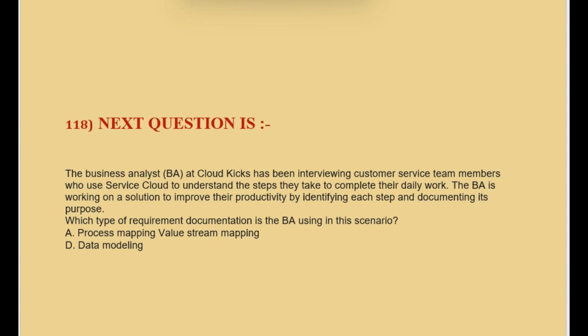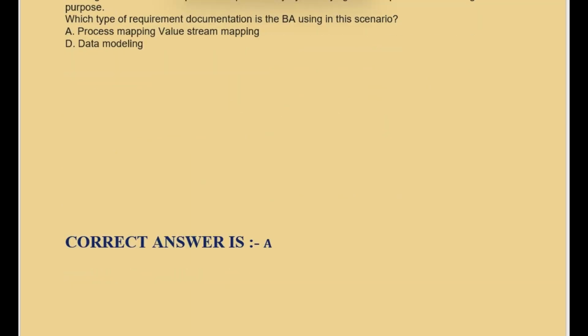Option A, process mapping. Option B, value stream mapping. Option C, data modeling. Correct answer is option A.